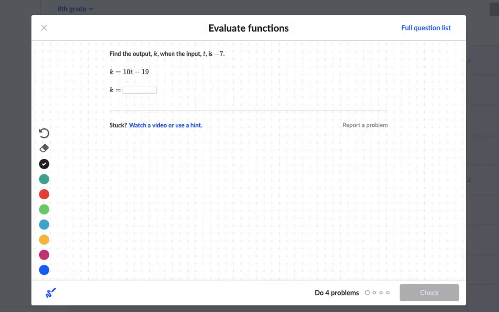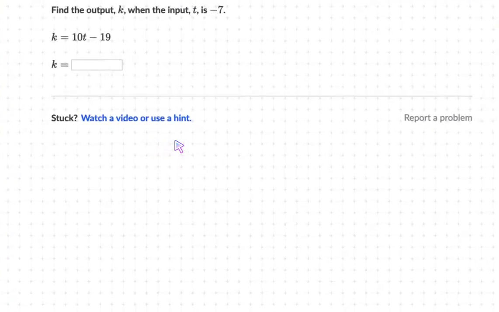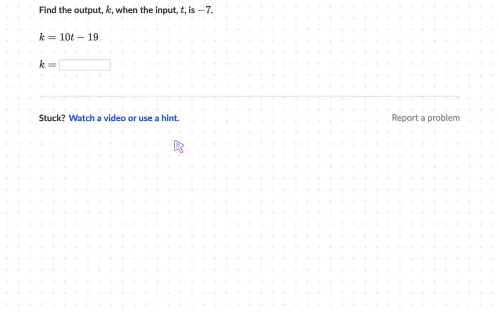Let's take a look at some examples. In this example, they want you to find the output k when the input t is -7. Go ahead and pause the video and see if you can try it on your own first.